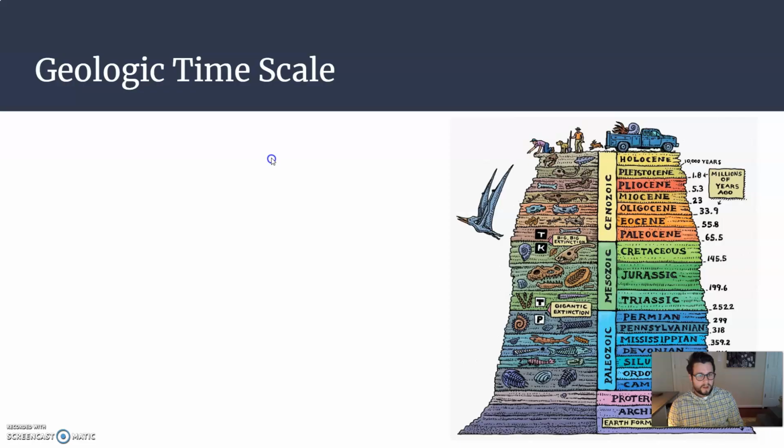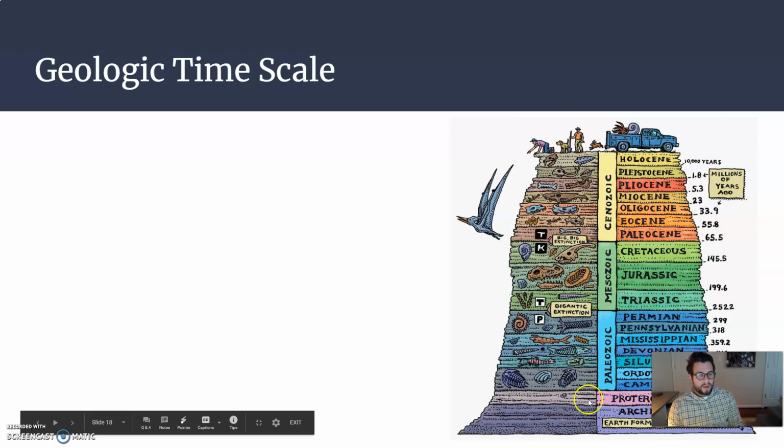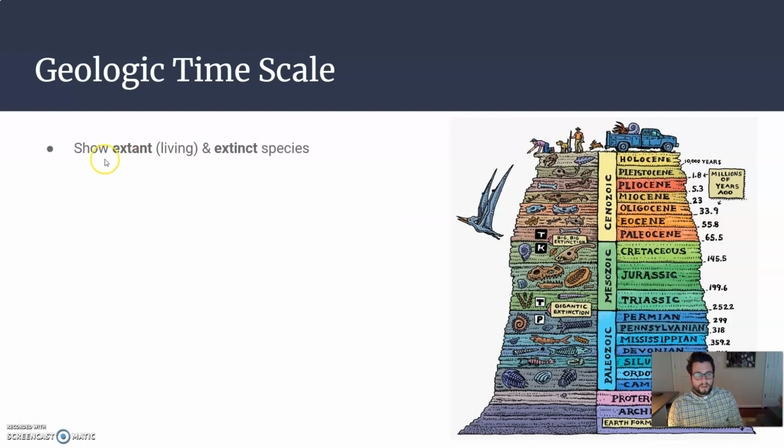The fossil record can be very similar, but before we talk about that, let's talk about the geologic timescale. So the layers of the rocks and the fossils found within them are going to help really give us some information here. So fossils can show us extinct and extant species. Extant are the living ones. Even for living creatures, we can still find fossils of some of those.